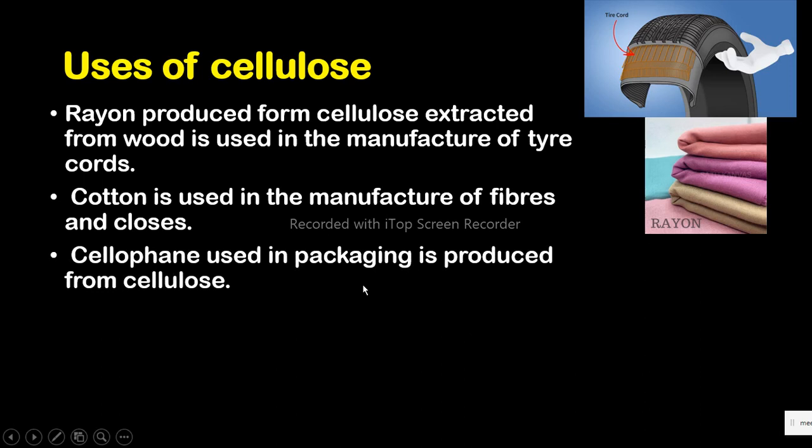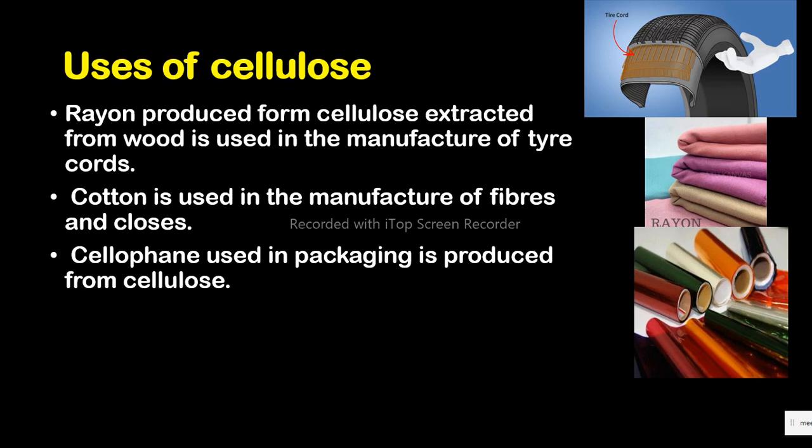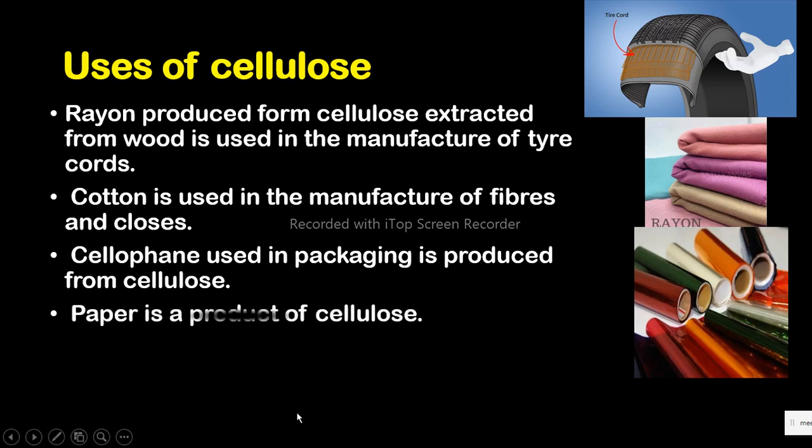Then we have cellophane. Now this one is produced from cellulose. We can use it to package materials. I think I have it here. So this is cellulose cellophane. We use it in wrapping, in packaging, and stuff like that. So that is cellulose. Then paper, yeah.